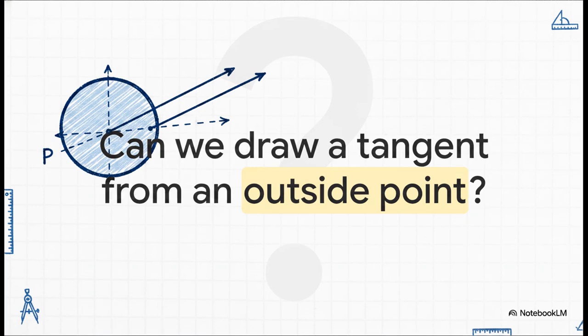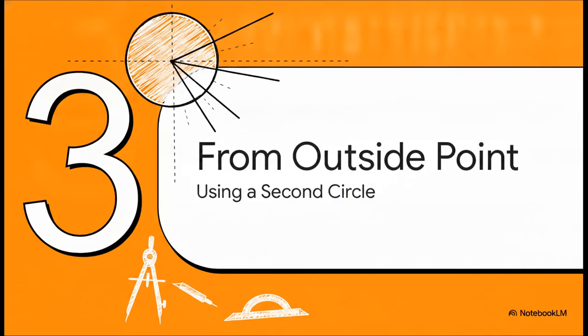We have successfully drawn tangents from points lying exactly on the edge of the circle itself. But let me challenge you a little further. Can we draw a tangent from a point sitting entirely outside the circle? If our starting point, P, is far away in the exterior, how on earth must our approach change? This brings us to our final and perhaps most fascinating construction method, drawing tangents to a circle from an exterior point.